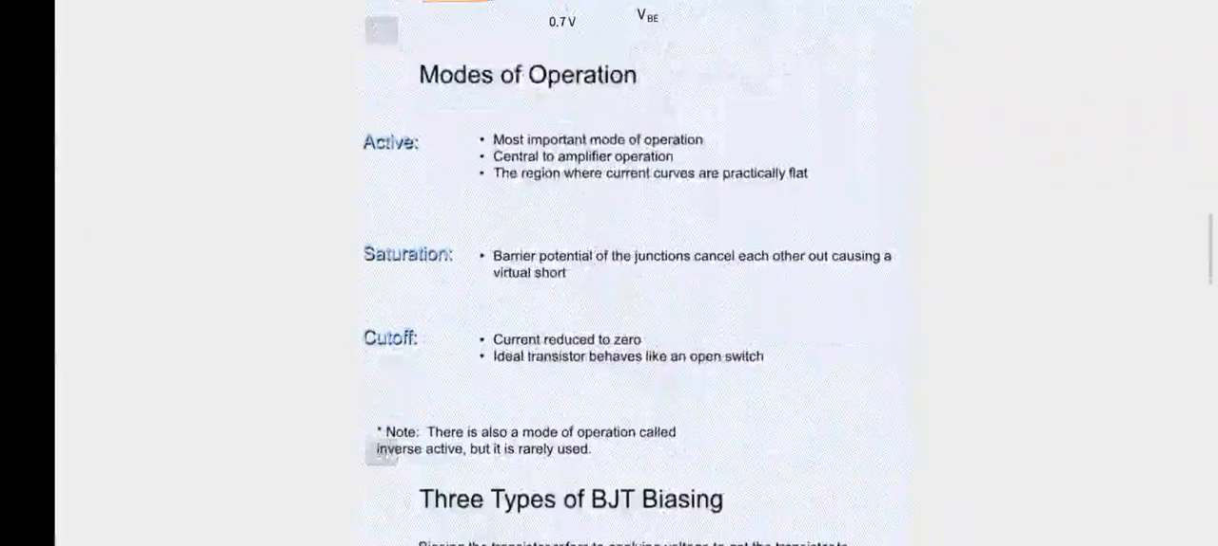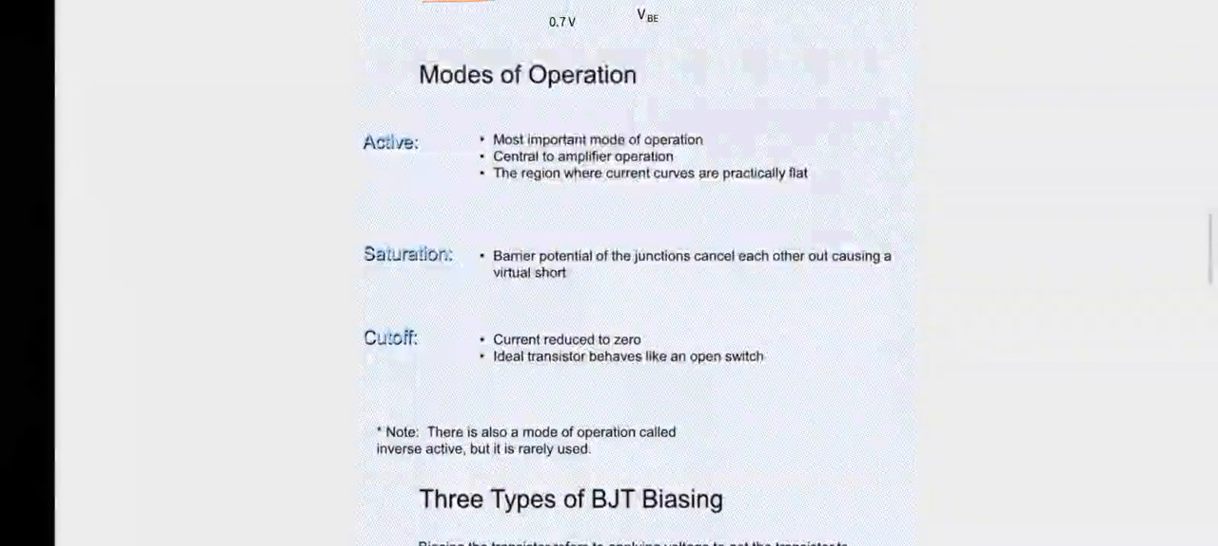So the BJT can be operated in three modes: active mode, saturation mode, and cutoff mode. In the active region, the most important mode of operation, central to amplifier operation, the current curves are practically flat. In the saturation region, the barrier potentials of the junctions cancel each other out, causing a virtual short. In the cutoff region, current is reduced to zero.